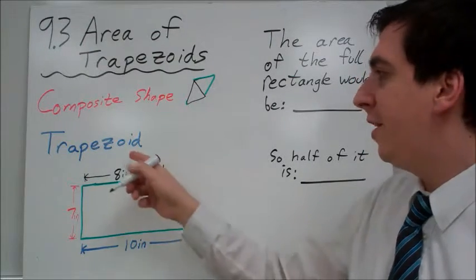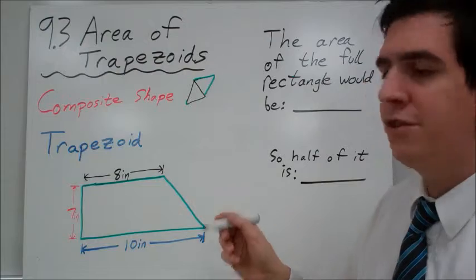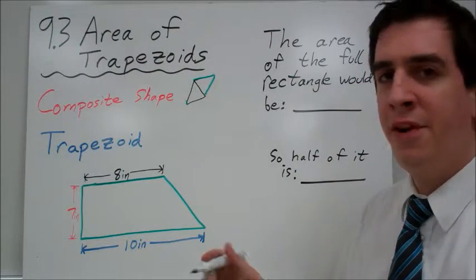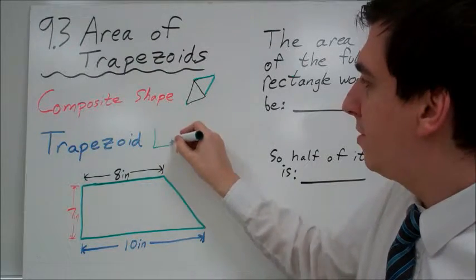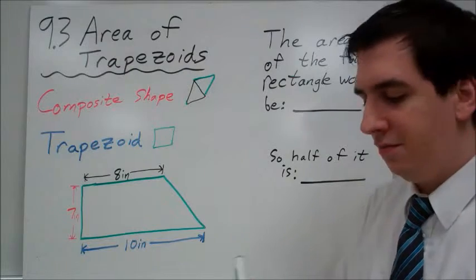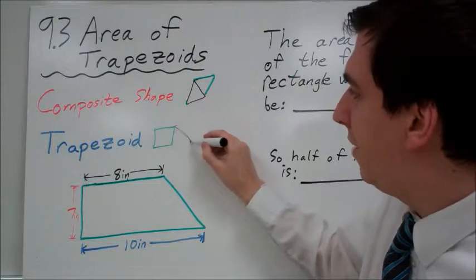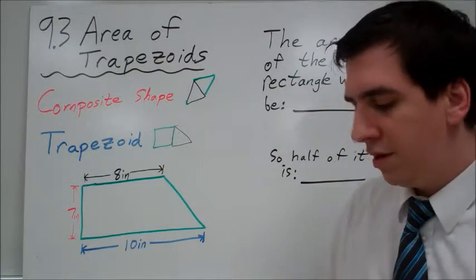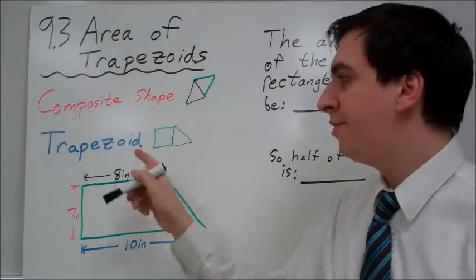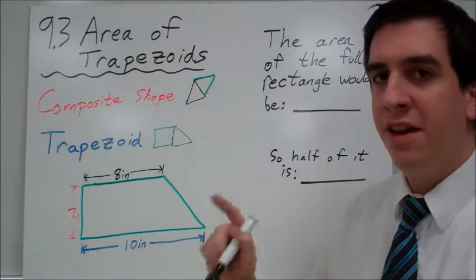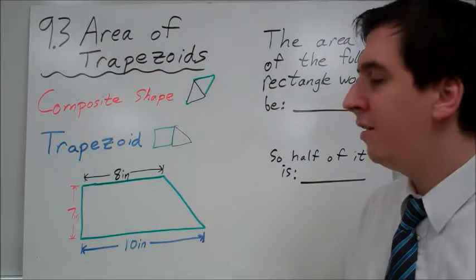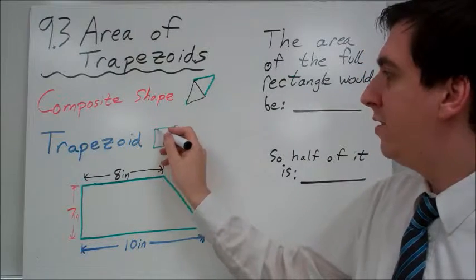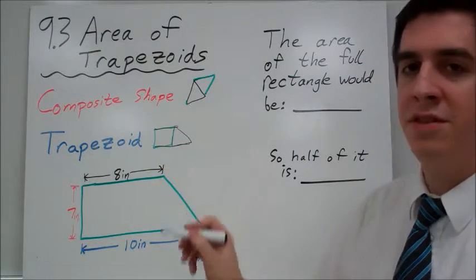Another composite shape that we have is a trapezoid. A trapezoid can look very different. So a trapezoid can be a square with a triangle on its side. And the important thing for a trapezoid is that it has at least one set of parallel sides. So this base is parallel to this base.